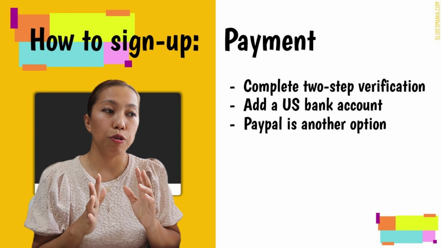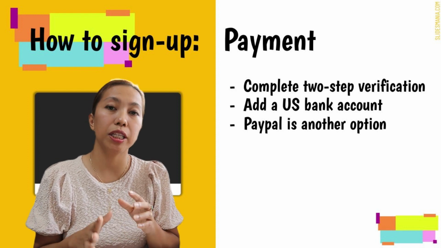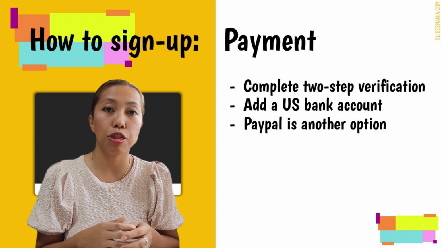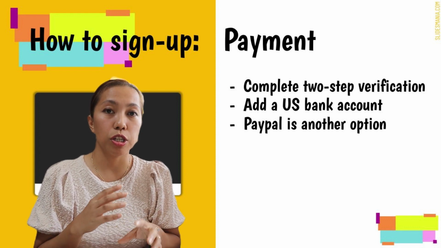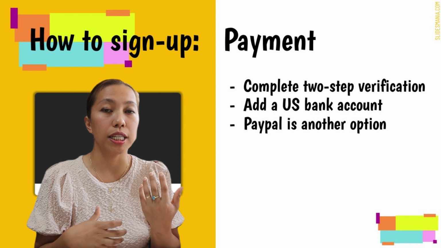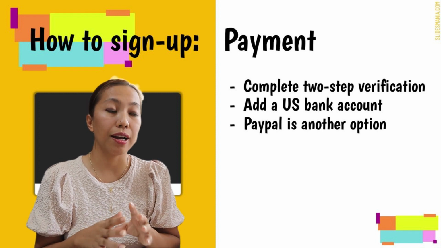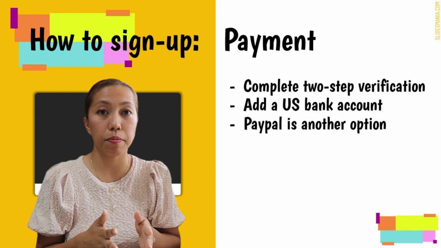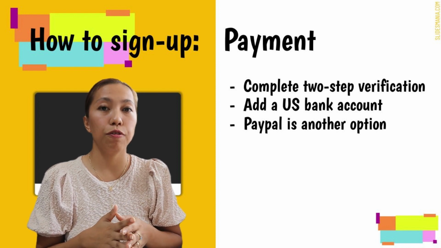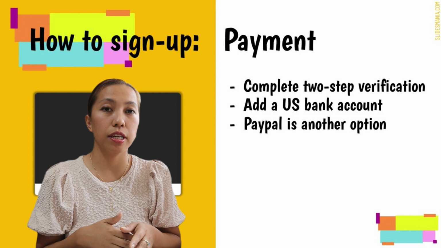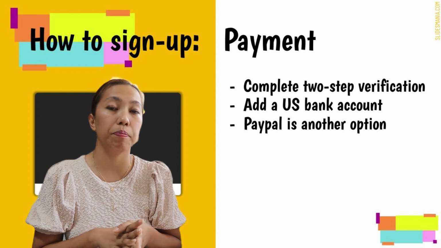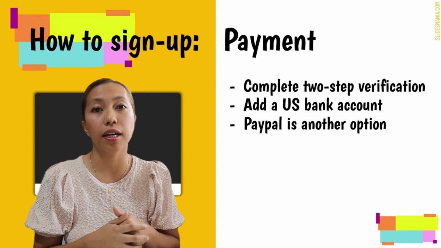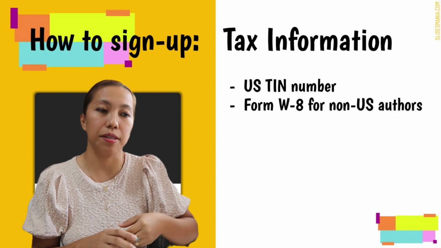Okay, now for the payment, you will have to complete a 2-step verification. It's either through your mobile device or through your email address. Once you sign up, they will send you an email to verify your account. Okay, and you will have to add your US bank account. But again, if you are not a US resident, then you can set up your PayPal account, which you can use to connect your local bank account for payments.